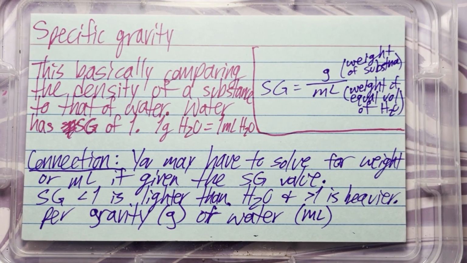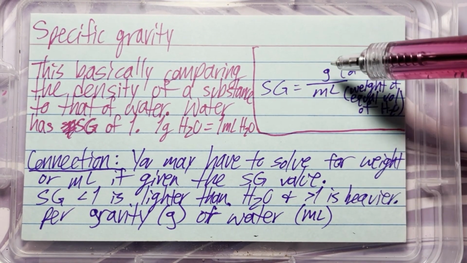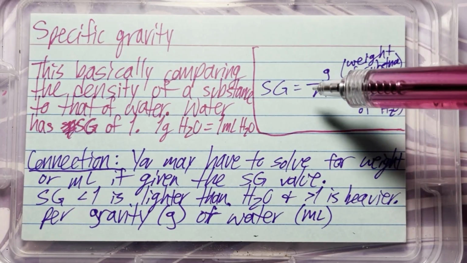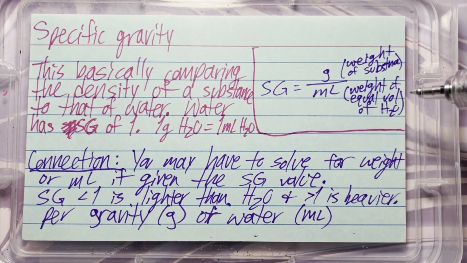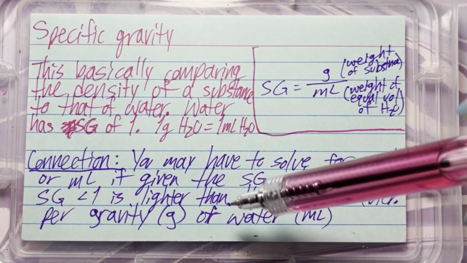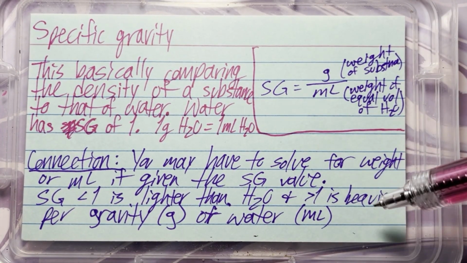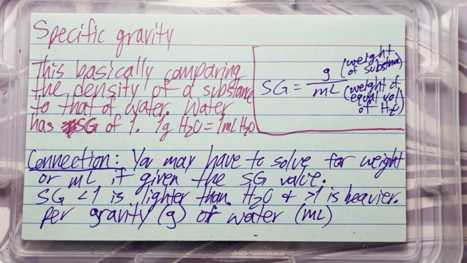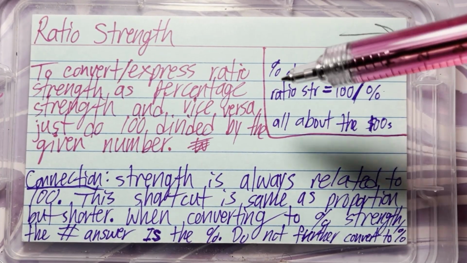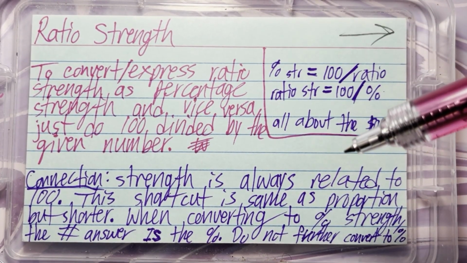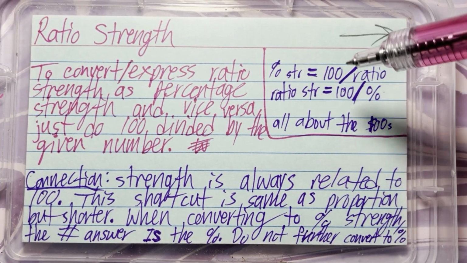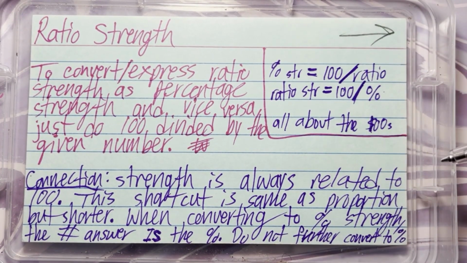So basically comparing the density of a substance to that of water. Specific gravity, grams per mL. Now, interpreting that number, less important to me, but if you want to know that, it's right there. Now to express ratio strength as percentage strength and vice versa, just do 100 divided by the given number.